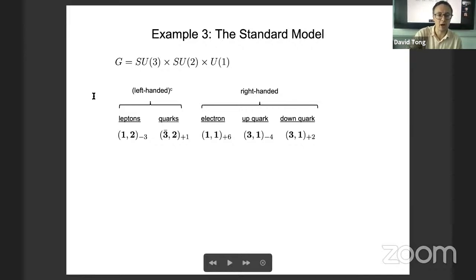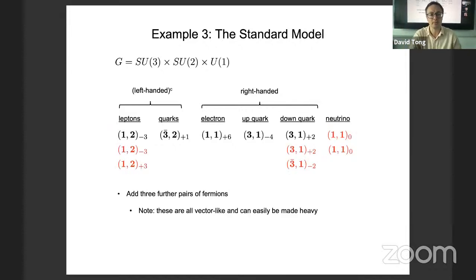All right, so this has some extra ingredients. Before we get going with the standard model, we're going to have to add some extra fermions which are charged under G. None of our previous examples needed that, but this one it turns out does. So take your standard model fermions and add 3 further pairs.